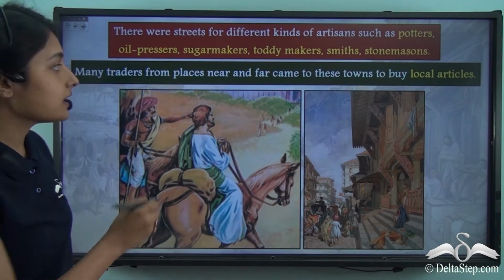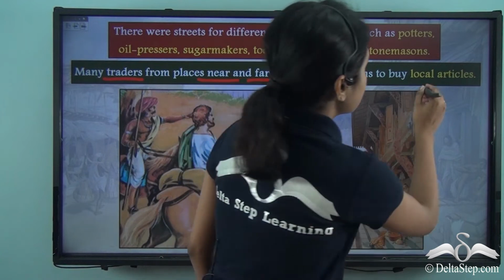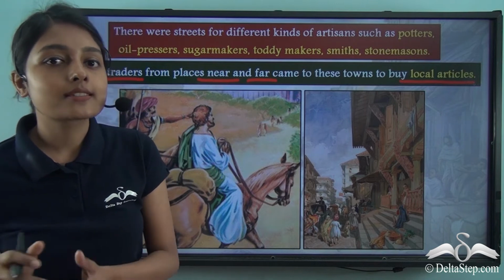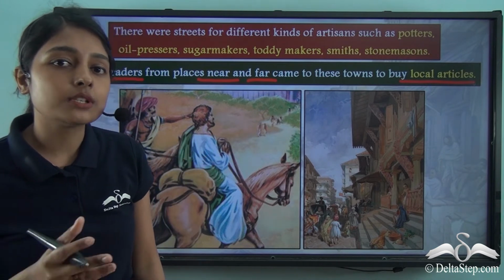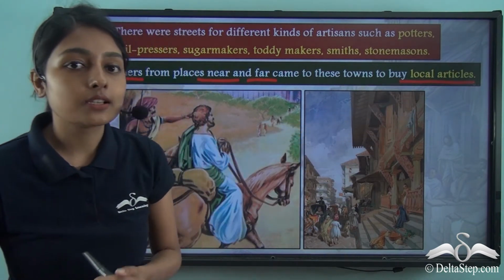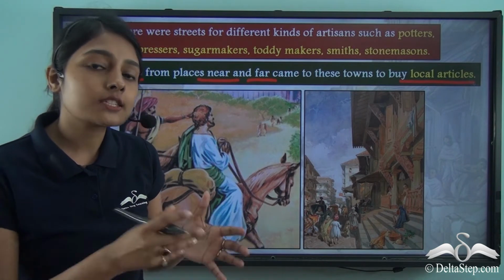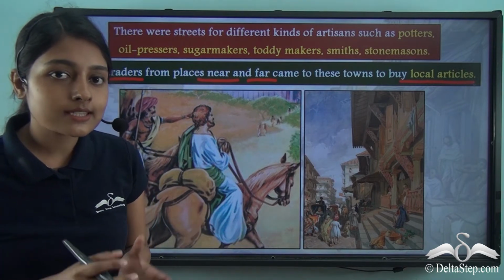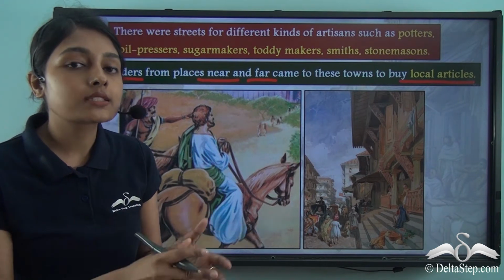In a similar way, traders from near and far places came to these towns to buy local articles. Local articles were being produced in these small towns by these artisans. And traders who lived in other towns and other villages came to these small towns to procure these local articles, because probably these articles were not made in the places they lived. For this reason, in order to get those products, they had to move from one village or town to the other.